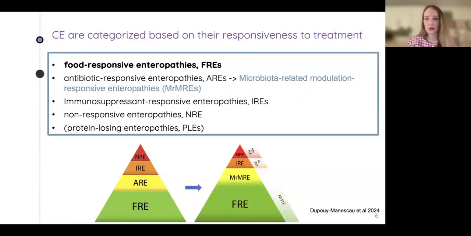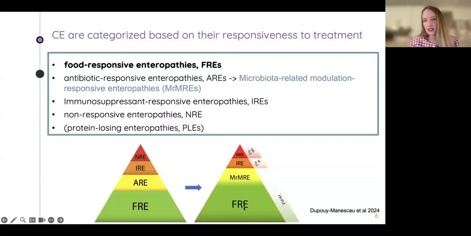At the beginning they would sometimes fall just in the food responsive category, but oftentimes we see a deterioration of those patients, and we would need to use immunosuppressants much sooner. So you see this kind of triangle. The first triangle has this quite strict division.